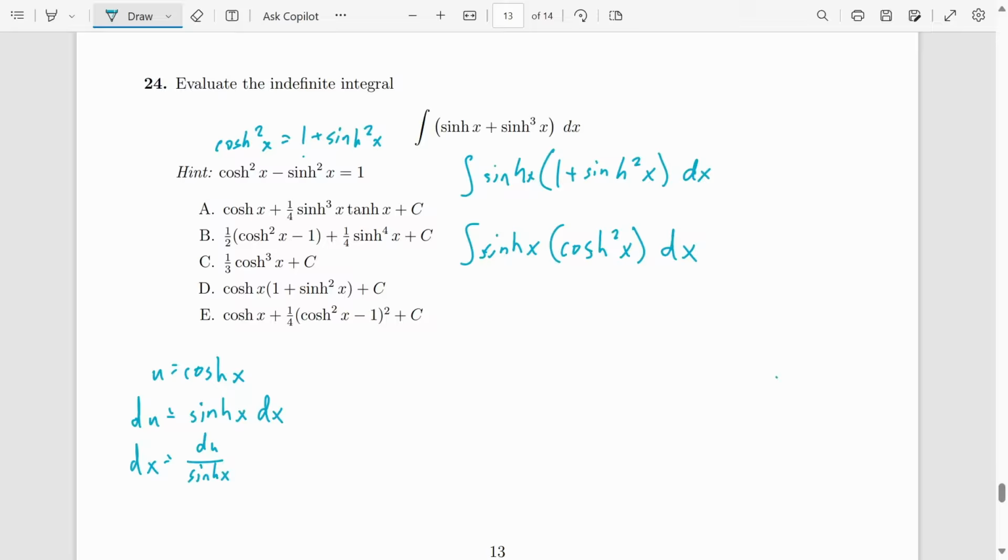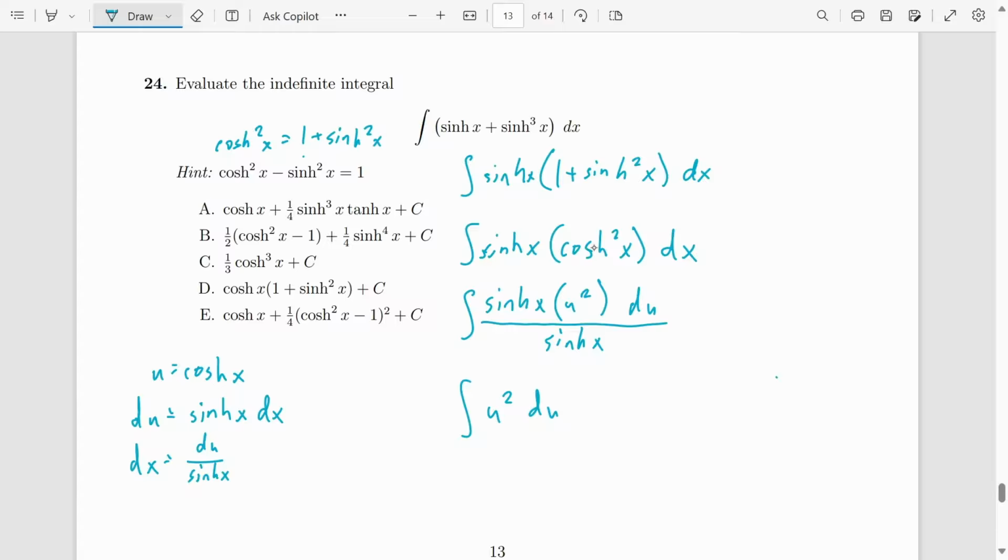So now when we go ahead and substitute everything we know, we get sinh x times, so we said cosh is equal to u, so this is now u squared. And this is all times dx, but we said that dx equals du over sinh. So that's how we solve that. You'll see that the sinh's will cancel. We're just left with u squared du. And this is infinitely easier to take the integral of. So let's go ahead and do that.